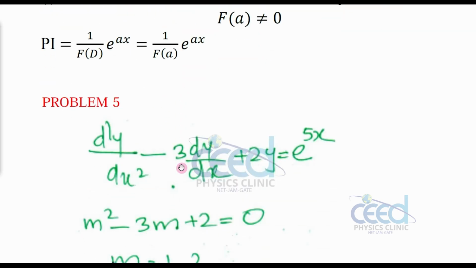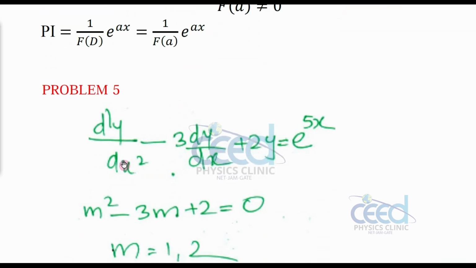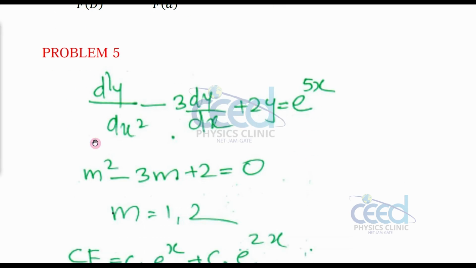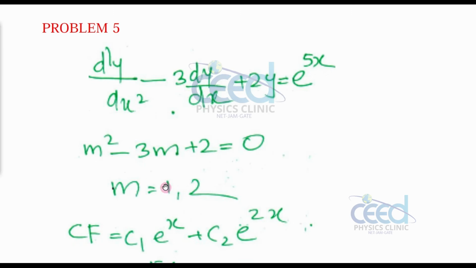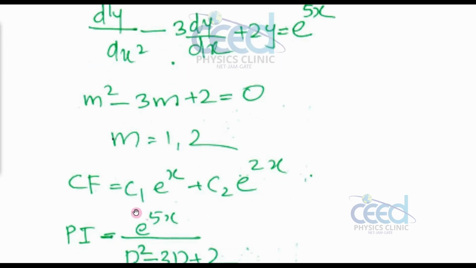So here we have a question: d square y by dx square minus 3 dy by dx plus 2y is equal to e raised to 5x. First of all, I have to solve this auxiliary equation, that is m square minus 3m plus 2 is equal to 0. Then I will get m is equal to 1, 2, that is c1 e raised to x plus c2 e raised to 2x.